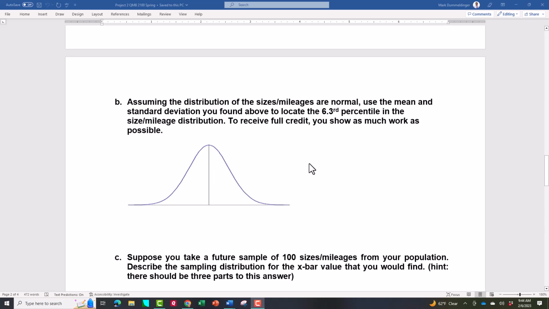Part B, this is the point in the distribution. I want you to find the 6.3rd percentile. So again, draw me a picture.